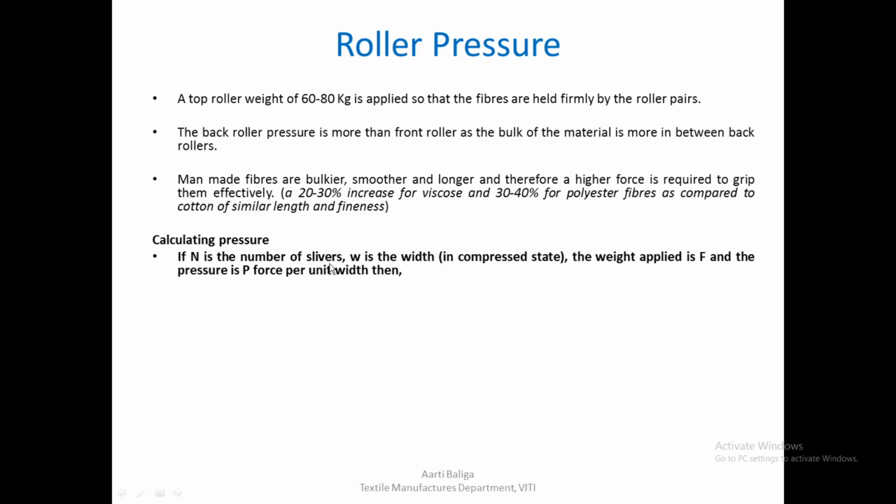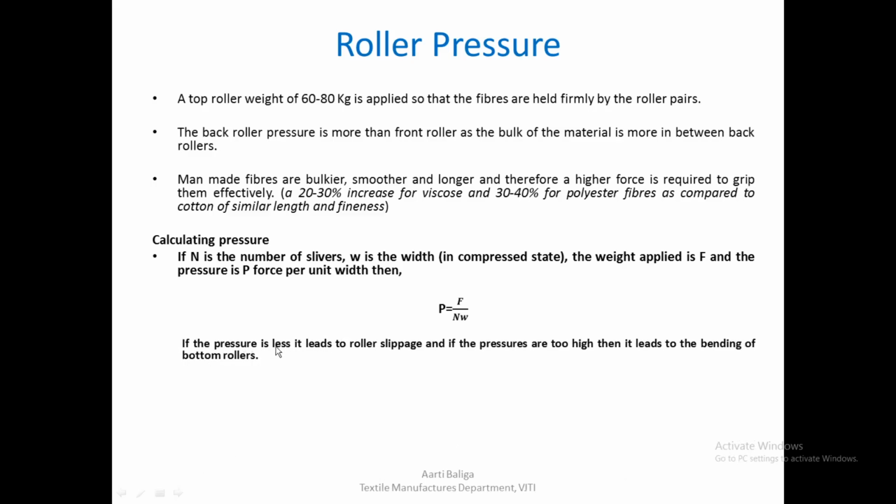So if N is the number of slivers, W is the width in the compressed state, the weight applied is F and the pressure is P, pores per unit width, then this is the formula: P is equal to F upon NW. If the pressure is less, it leads to roller slippage. We know that there's a problem. And if the pressures are too high, then also there is a problem that the bottom rollers will tend to bend. So we should always go for an optimum pressure setting over here, which would normally be between 60 kgs to 80 kgs.